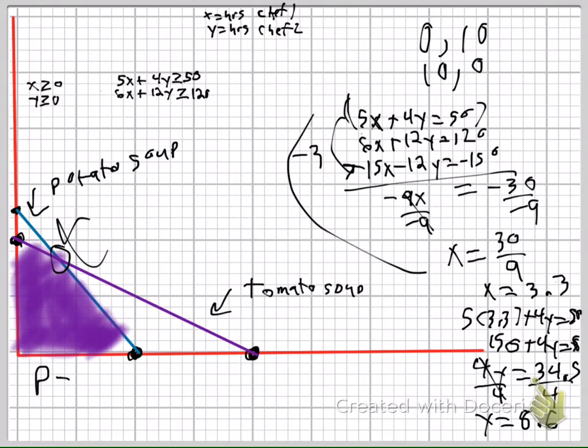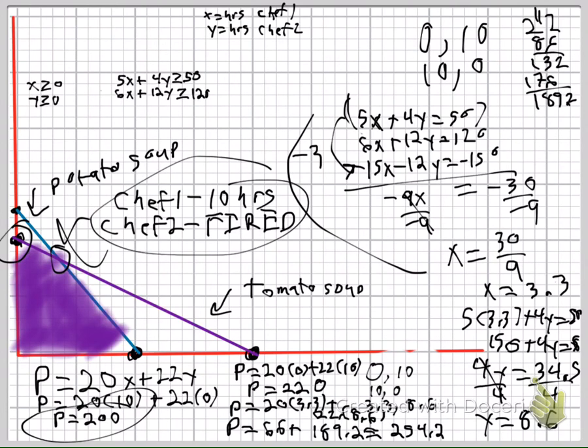So what we want to do now is take each of those points, plug it into the cost equation, $20x plus 22y, and see which gives us the lowest answer. So we're trying to minimize our cost. And when we do that, we see that it's this point right here, where Chef 1 has 10 hours and Chef 2's got bupkis.